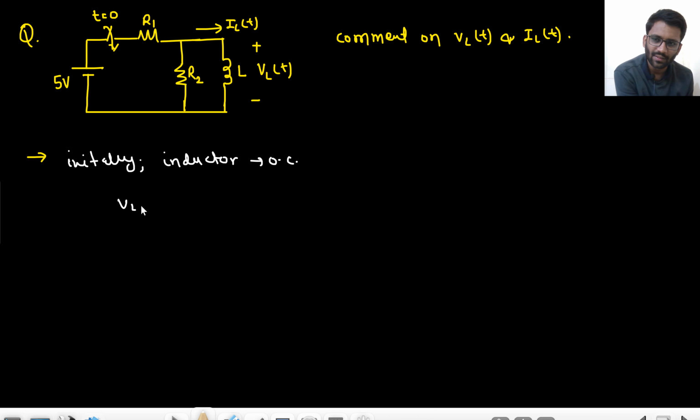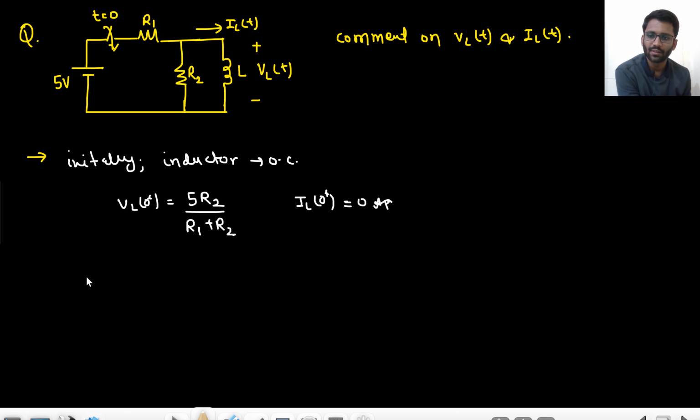What will be VLT? VLT would be 5 into R2 upon R1 plus R2. What will be ILT? ILT will be 0 only. Not ILT, I should have written IL0 plus. This is IL0 plus 0 ampere.